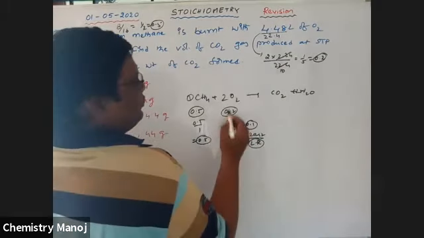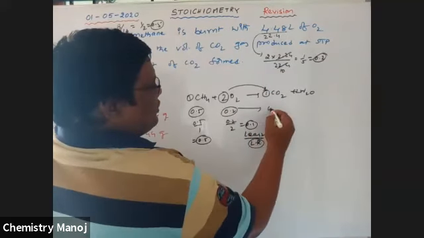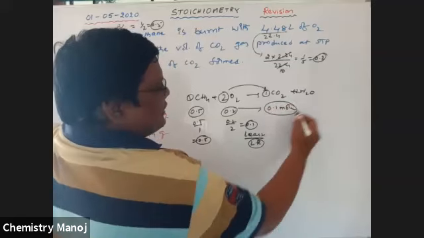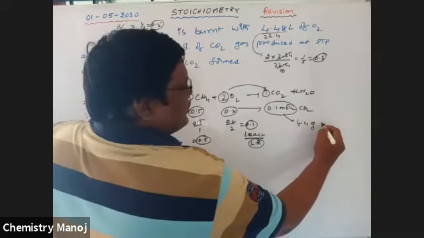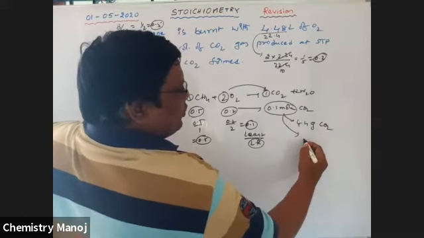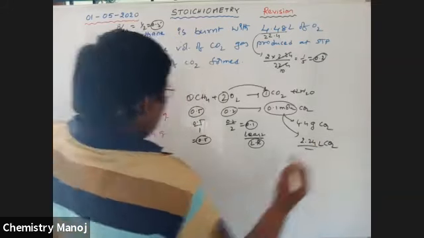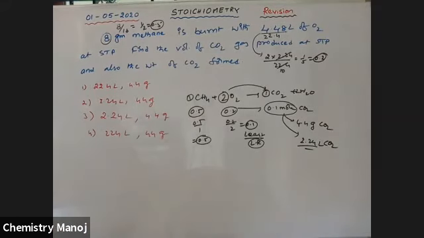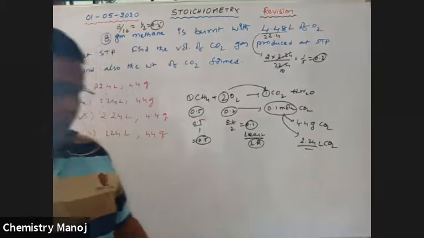Therefore, 2 moles of oxygen gives 1 mole of carbon dioxide. 0.2 moles of oxygen gives 0.1 mole of carbon dioxide. 0.1 mole means 4.4 grams of CO2, and that is 2.24 liters of CO2. So convert the moles into both weight and volume. Now the answer is 3. All of this we completed in our previous classes.